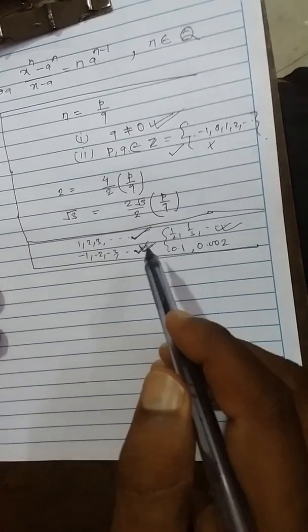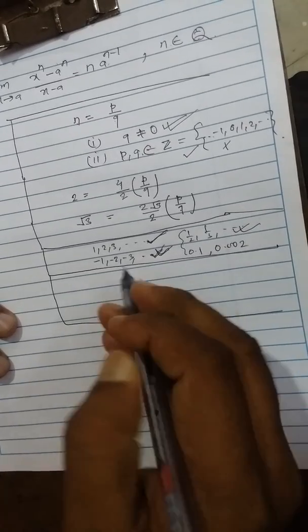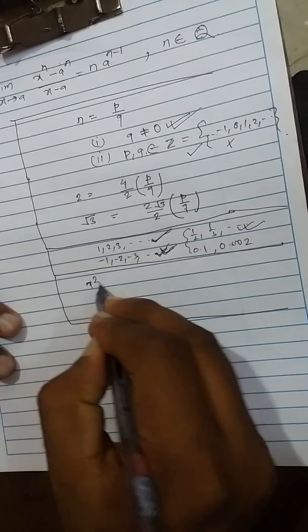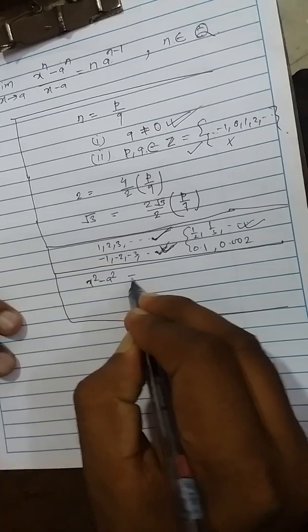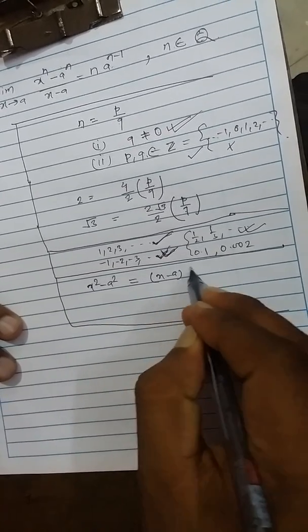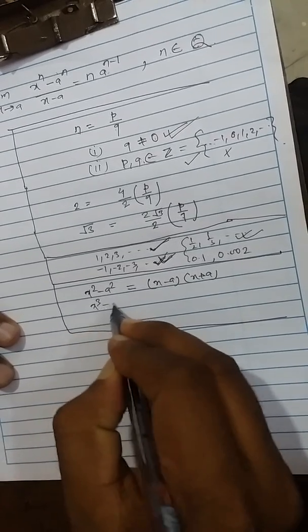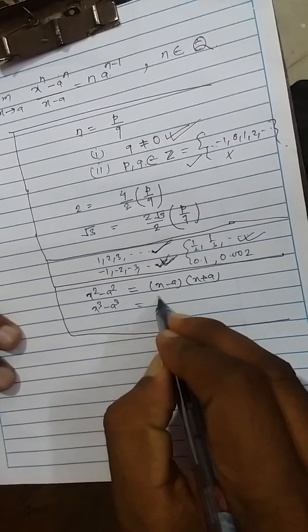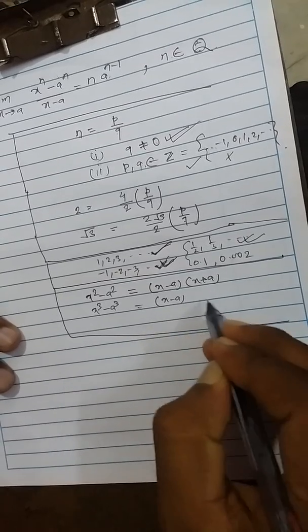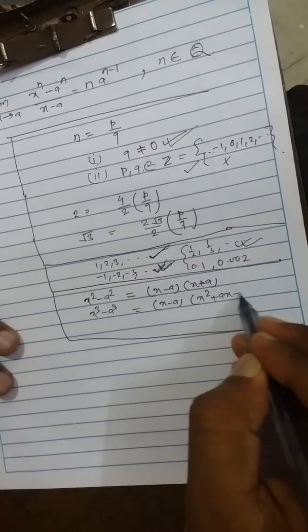And one more thing required for this theorem is, what are the factors of x square minus a square? First factor will be x minus a and second will be x plus a. What will be the factors of x cube minus a cube? First factor is again x minus a, second becomes x square plus ax plus a square.